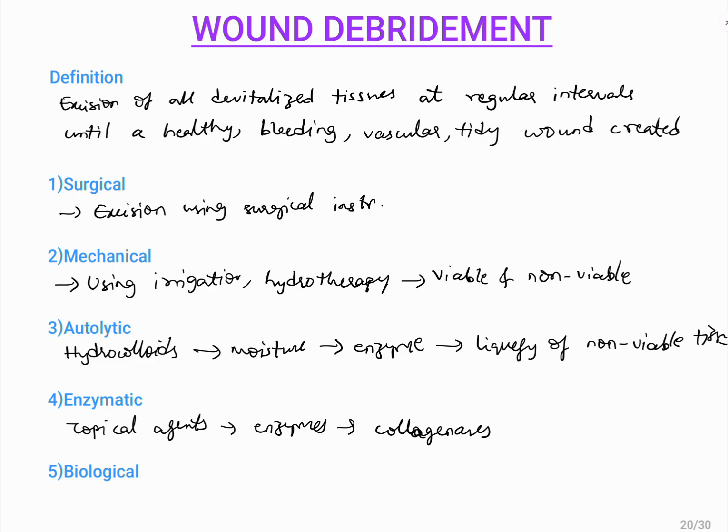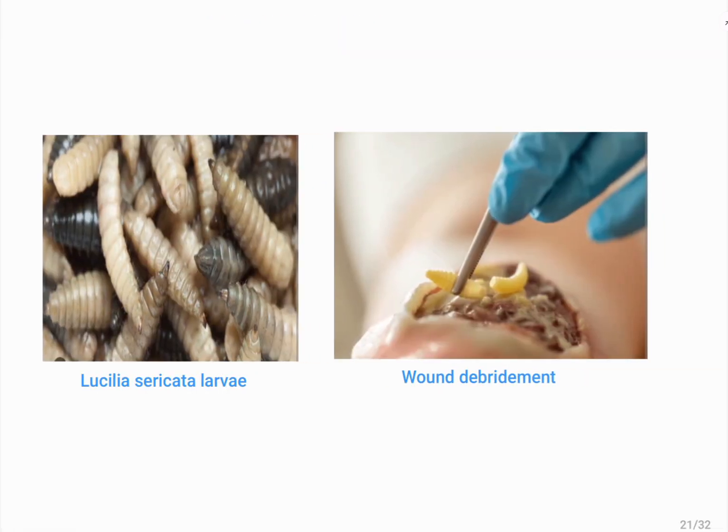In case of biological wound debridement, there will be use of larvae like Lucilia sericata. This larva removes the necrotic tissue present at the site of wound. Here we can see the Lucilia sericata larva, and this is the process of wound debridement in which there is introduction of the larva into the wound which causes removal of the necrosis of the wound.